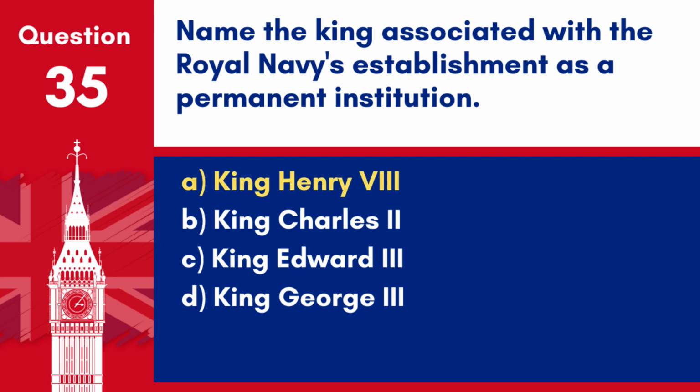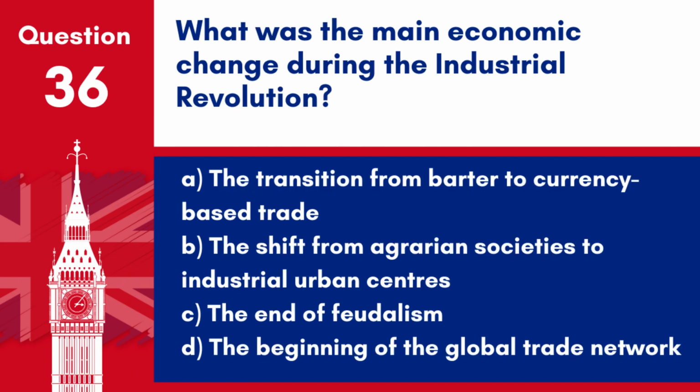Answer A. King Henry VIII. Henry VIII is credited with founding the Royal Navy as a permanent institution, expanding its size and establishing naval dockyards. Question 36. What was the main economic change during the Industrial Revolution?